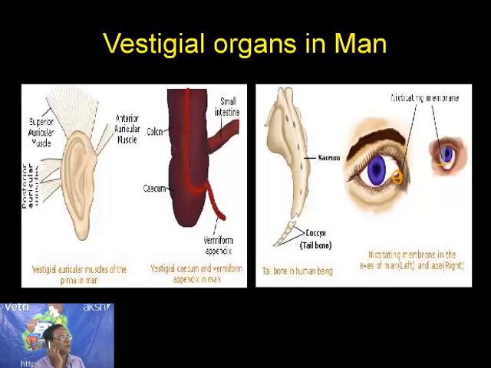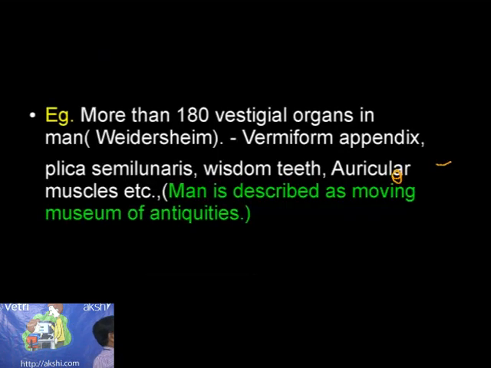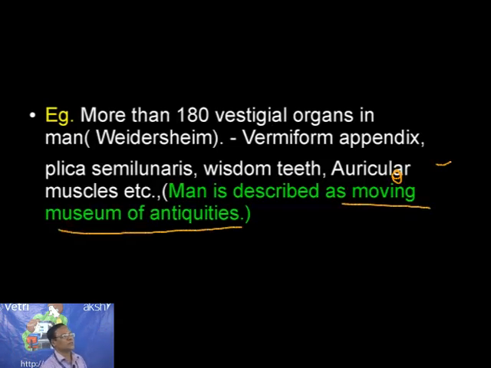Even the wisdom teeth are highly reduced in our case. So these are all the structures concerned with what are called vestigial organs. And as we have a number of vestigial organs in our body, man is described as a moving museum of antiquities.